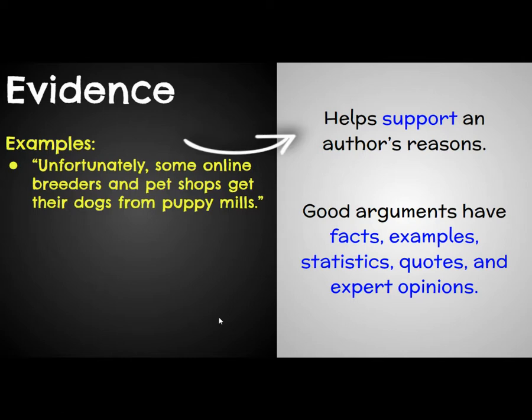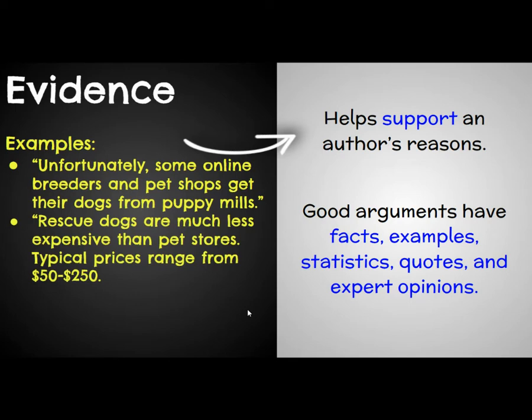So that was a good piece of evidence to support the reason and claim. Another piece of evidence from the article: rescue dogs are much less expensive than pet stores. Typical prices range from $50 to $250. So there we have a fact and a statistic, how the price is much, much lower if you adopt compared to buying from a pet store or a breeder, which is another piece of evidence that supports one of the reasons.